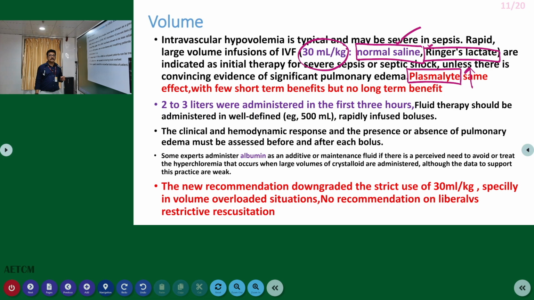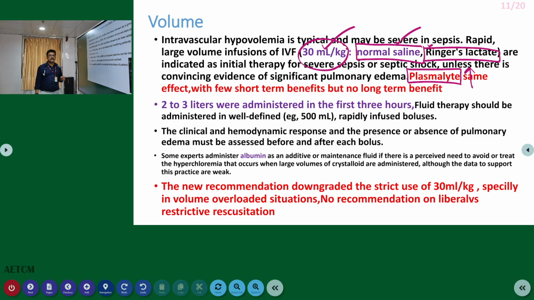So 30 ml per kg is the dose of normal saline in most of the conditions. But remember, a patient who is having cardiac failure, liver failure, or kidney failure may already be in a volume overloaded situation. So much fluid in that type of patients can create problems. Especially in patients who have ARDS, we should be very careful.